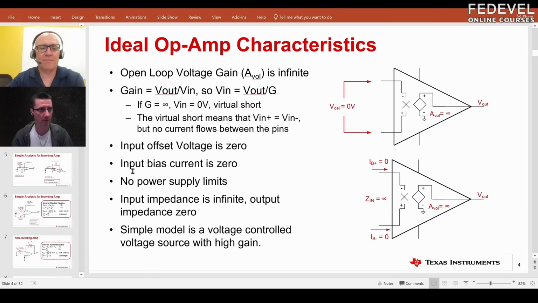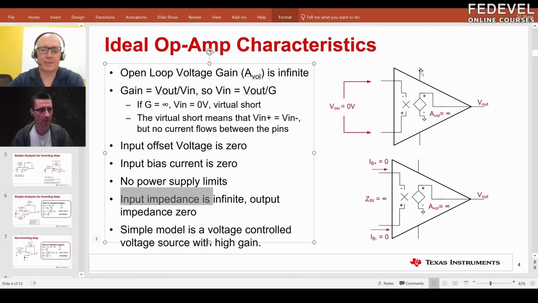Then we have the offset voltage between these 2 pins, which is 0 on an ideal amplifier. And then maybe even more important, the input bias current, or the current flowing into these 2 inputs, is 0 because the input impedance of the op amp, or the impedance looking into these 2 inputs, is very, very high, or in the ideal case, infinite. And then real amplifiers have power supplies. They're indicated with these pins here.